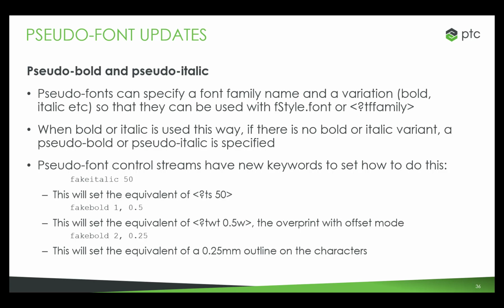So the first one is the overprint version, so you can output two versions of the character, one offset from the other, and the TWT processing instruction tells layout developer how much the offset is going to be. But the other mode that we've provided in this release is mode 2, and that puts a little text outline around the characters. So you can specify how thick that outline is going to be as part of fake bold mode 2.